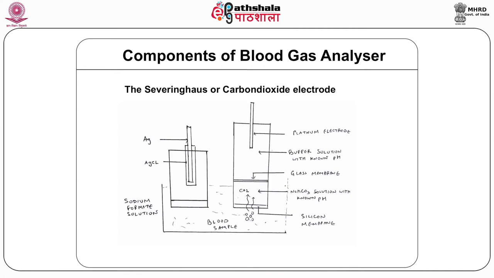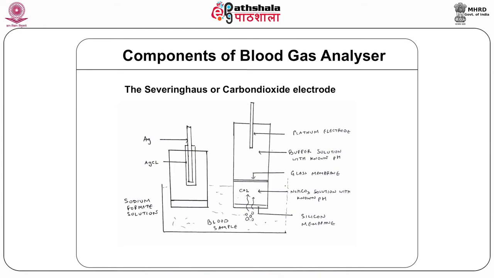The carbonic acid then dissociates into H plus and HCO3 minus, or bicarbonate. The hydrogen ions formed are proportional to the partial pressure of carbon dioxide in the blood. When the carbon dioxide diffuses inside the aqueous solution, it brings a potential change in the glass electrode. Thus, the pH can be calculated as described previously.